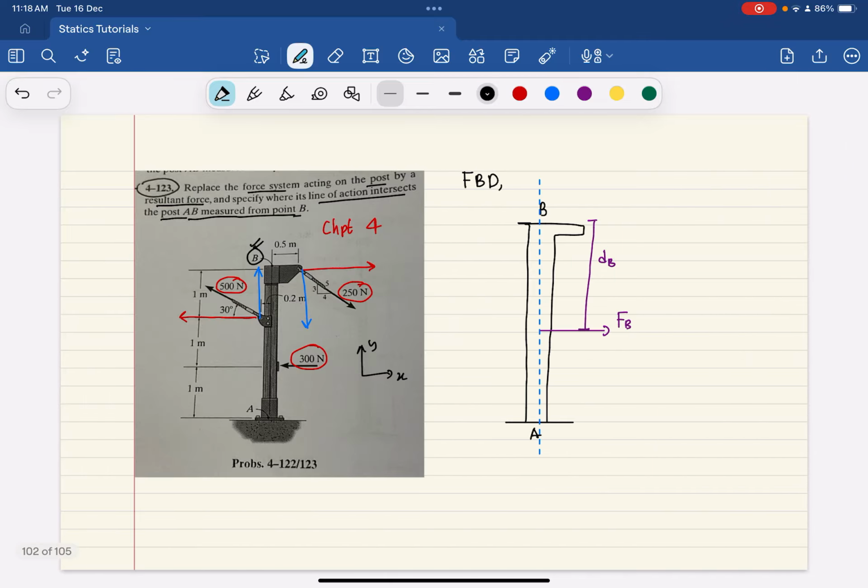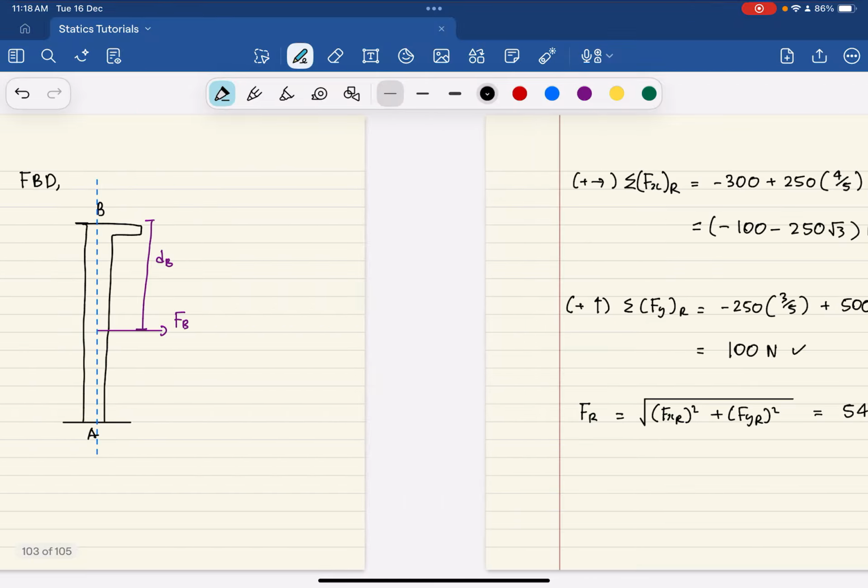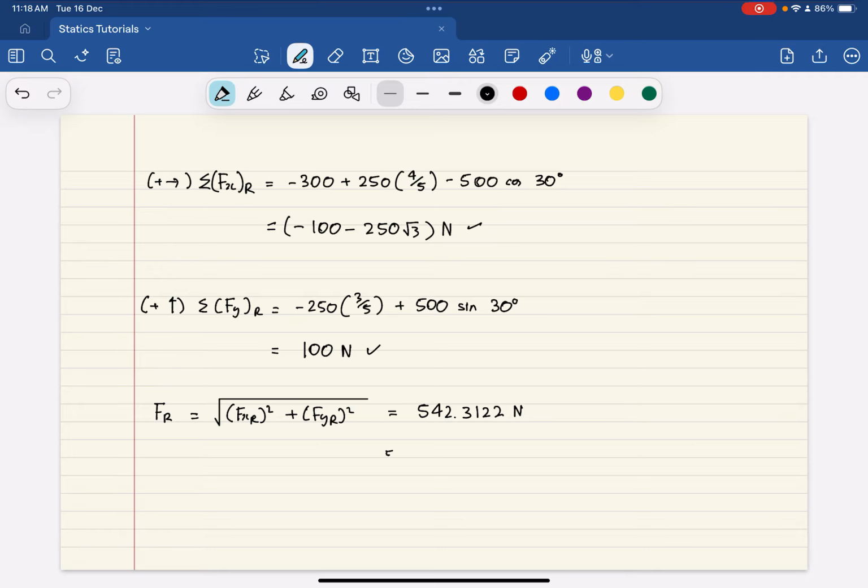So they wanted the resultant force, obviously, right? We want the resultant force. So in three significant figures, that would have been 542 newtons. Oh wow, I'm sorry, let's see, what's the problem?